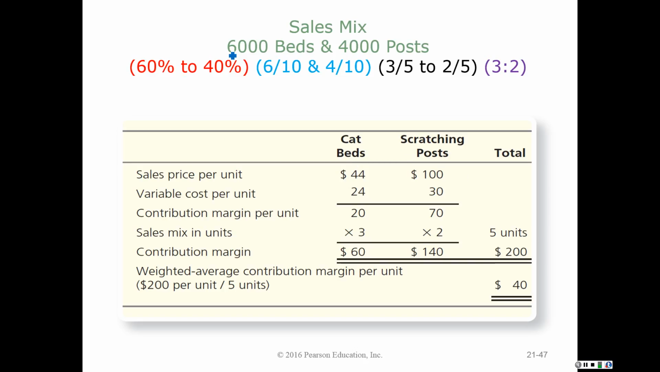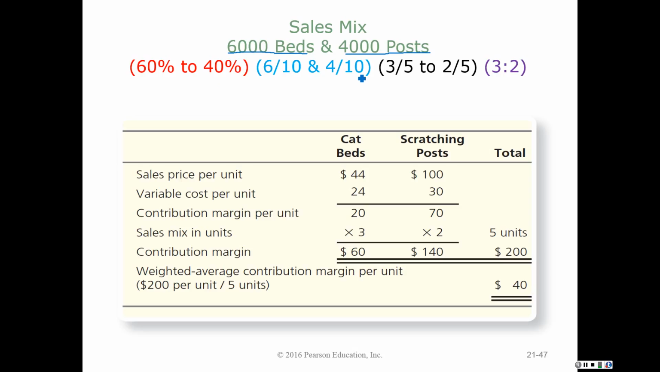But your book tells you that their sales mix is they typically sell 6,000 beds and 4,000 posts. So their sales mix basically is 60% cat beds, 40% scratching posts. So we've got to come up with a sales mix ratio for the cat beds and scratching posts. Your book has given you this, but I've added it to your slide. It's 60% to 40%, or 6 to 10, 4 to 10.